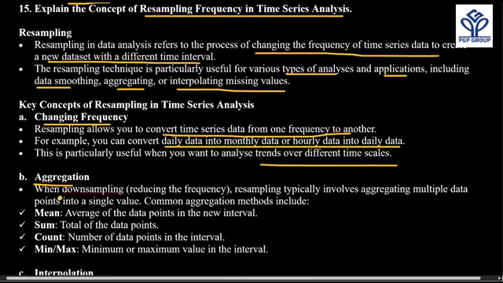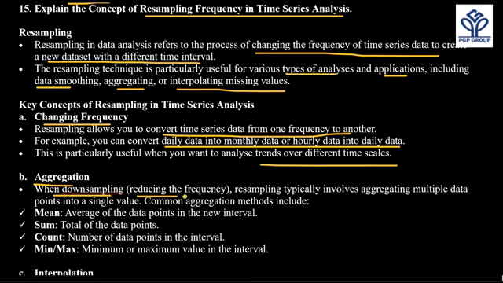When downsampling, that means reducing the frequency, resampling involves aggregating multiple data points into a single value. You are just aggregating everything into a single value, for example mean, sum, count, minimum, maximum. These are all under aggregation.